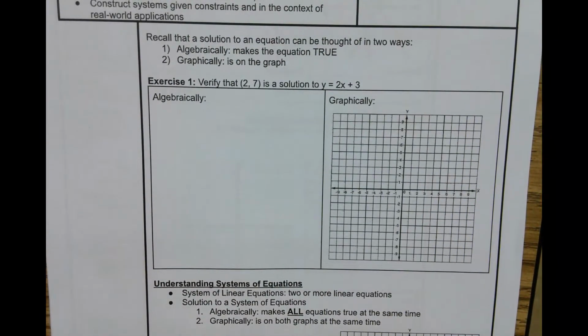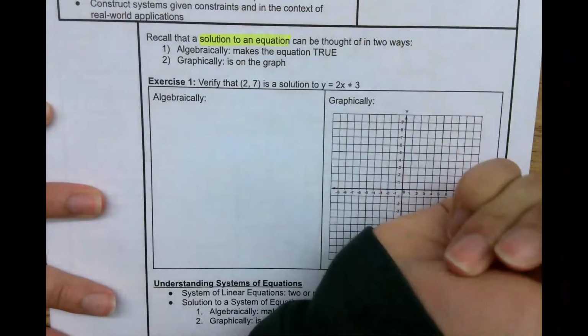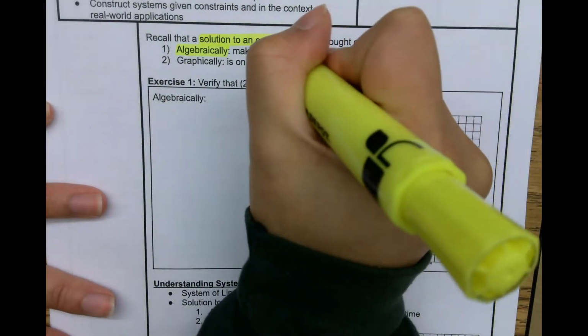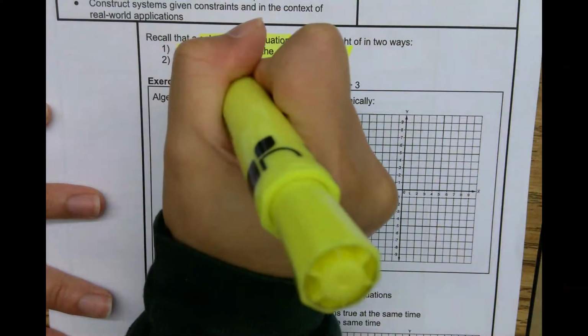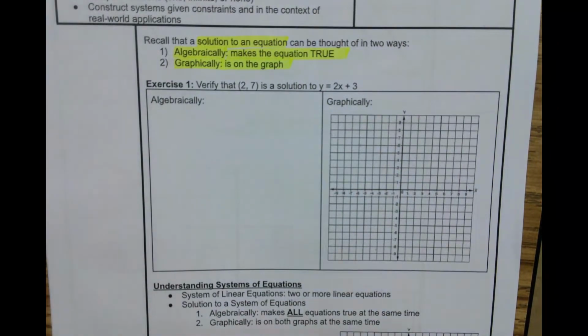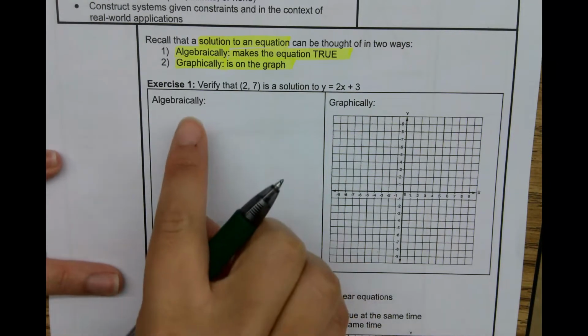If you remember from our previous units, a solution to an equation can be thought of in two ways. Algebraically, where we plug it in and it makes the equation true, or with a graph, where we see that our point, our ordered pair, is on the graph. So we're just going to review a little with exercise 1 here. We're going to verify that (2, 7) is a solution to y equals 2x plus 3. We're going to do it algebraically and graphically.